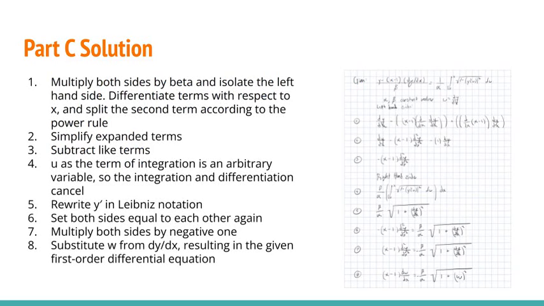In order to do this, first multiply both sides of equation 6 by beta in order to remove beta from the left-hand side. Next, break off the left-hand side and derive with respect to x. Then you can split the second term according to the power rule.